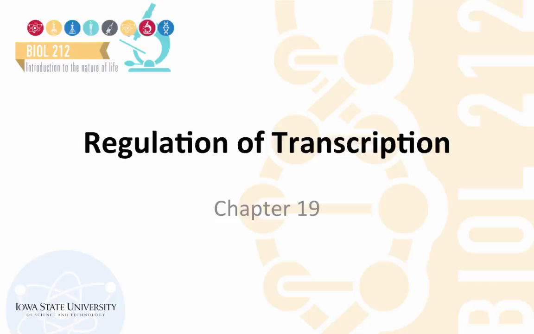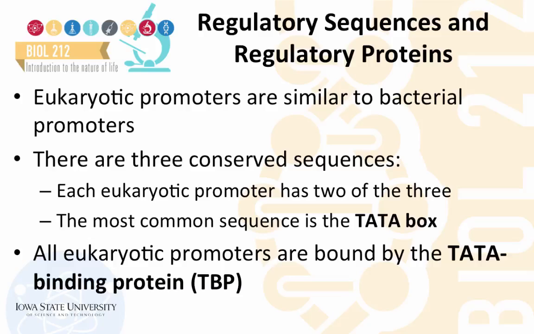In this video, we'll look at how transcription is regulated. Eukaryotic promoters have 3 conserved sequences. Each eukaryotic promoter has 2 of these 3 sequences. The most common sequence is the Tata box. All of these promoters are bound by the Tata binding protein or TBP.